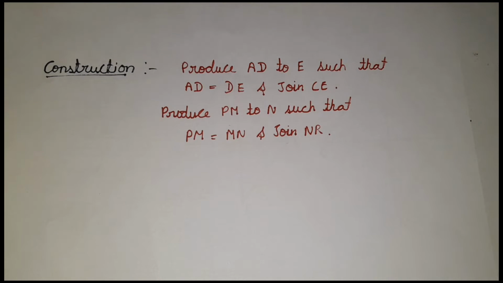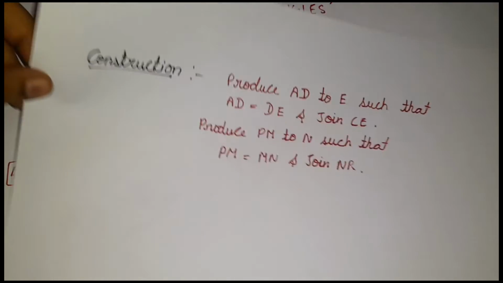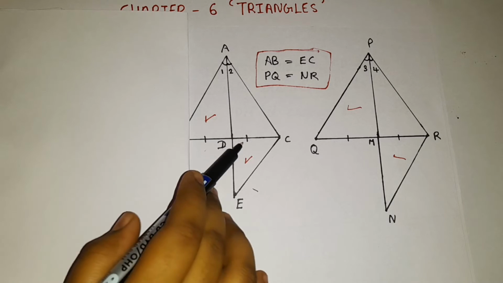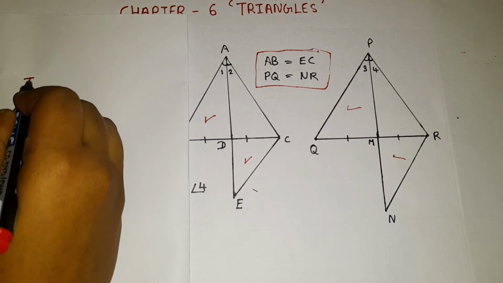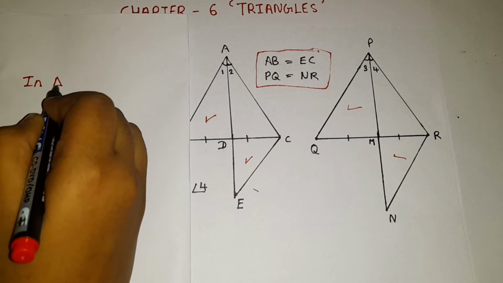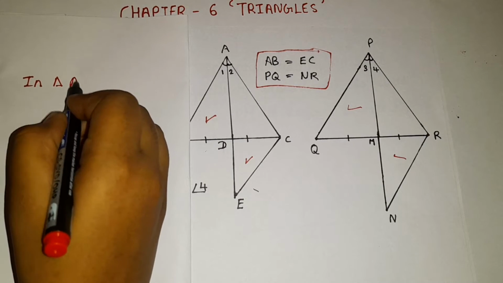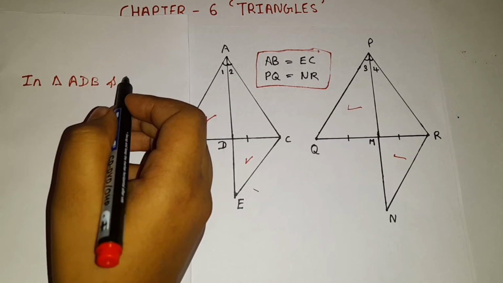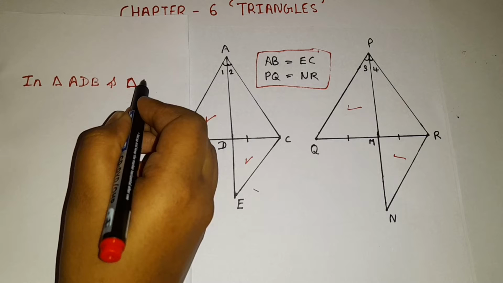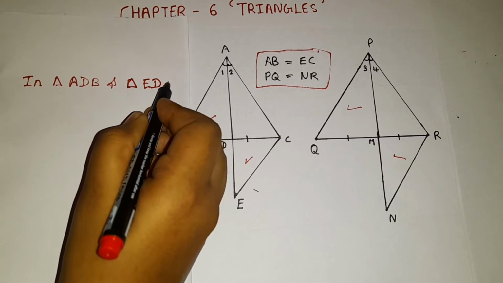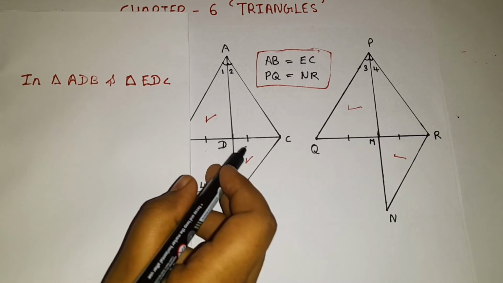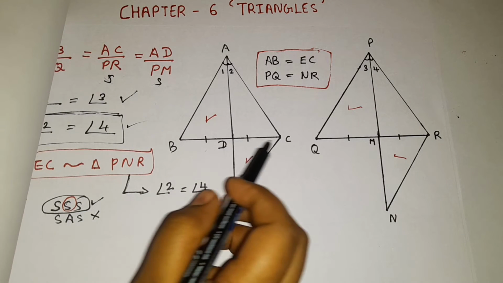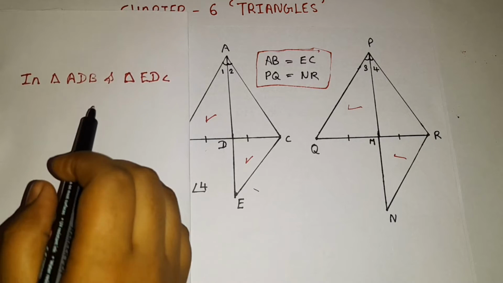Now we are going to prove they are congruent. For proving that both triangles are congruent, I am going to take triangle ADB and triangle EDC. These are the two triangles we are going to show are congruent. So triangle ADB and triangle EDC. I am taking these two triangles.